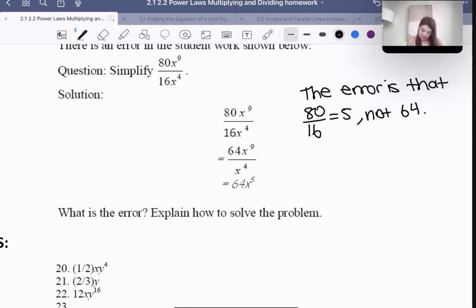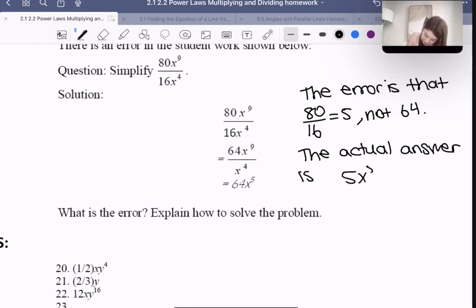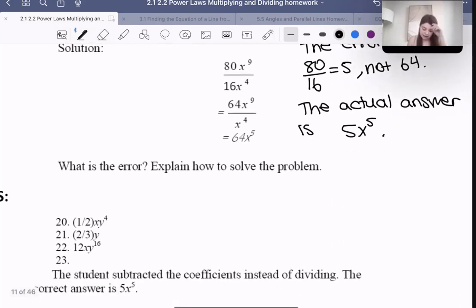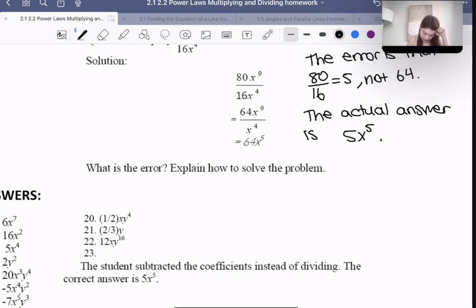Now, in their last step where they said x to the power of 9 over x to the power of 4 was x to the power of 5, that is good. That was okay. So therefore the actual answer is going to be 5x to the power of 5, right? Because instead of 64, which I'm not even sure how they got that, unfortunately, the actual answer would be 5. 80 over 16 would be 5. Good.